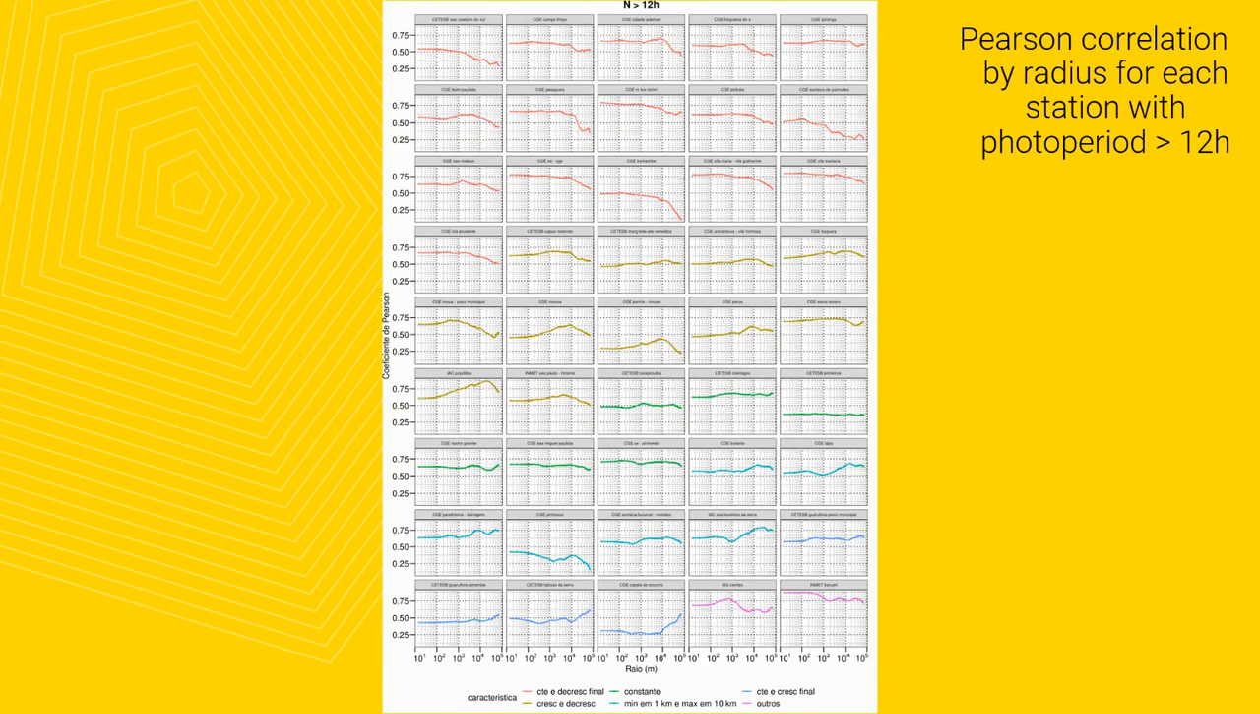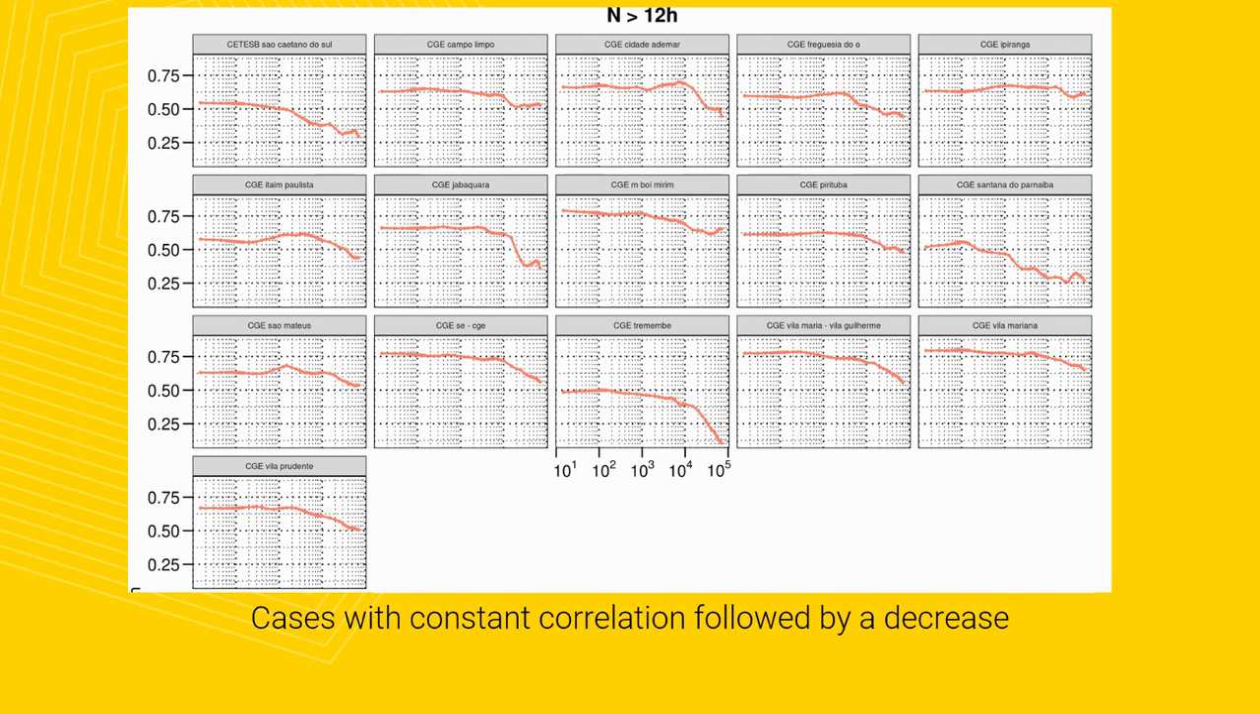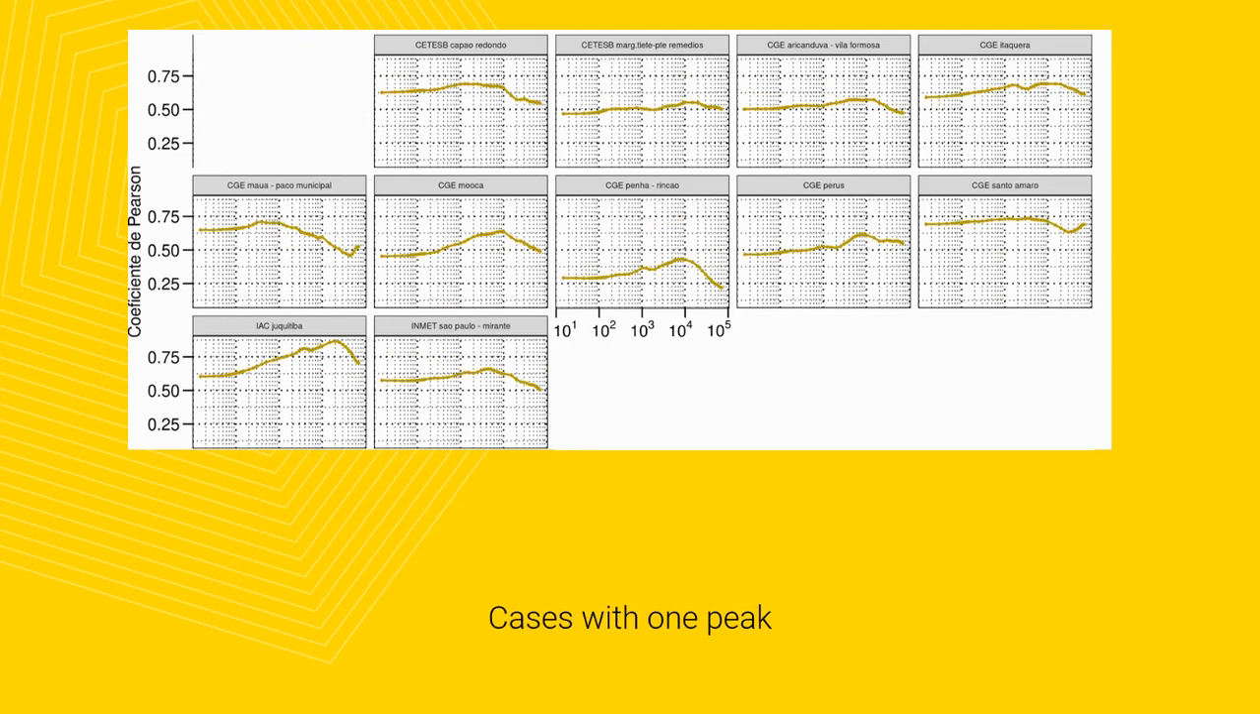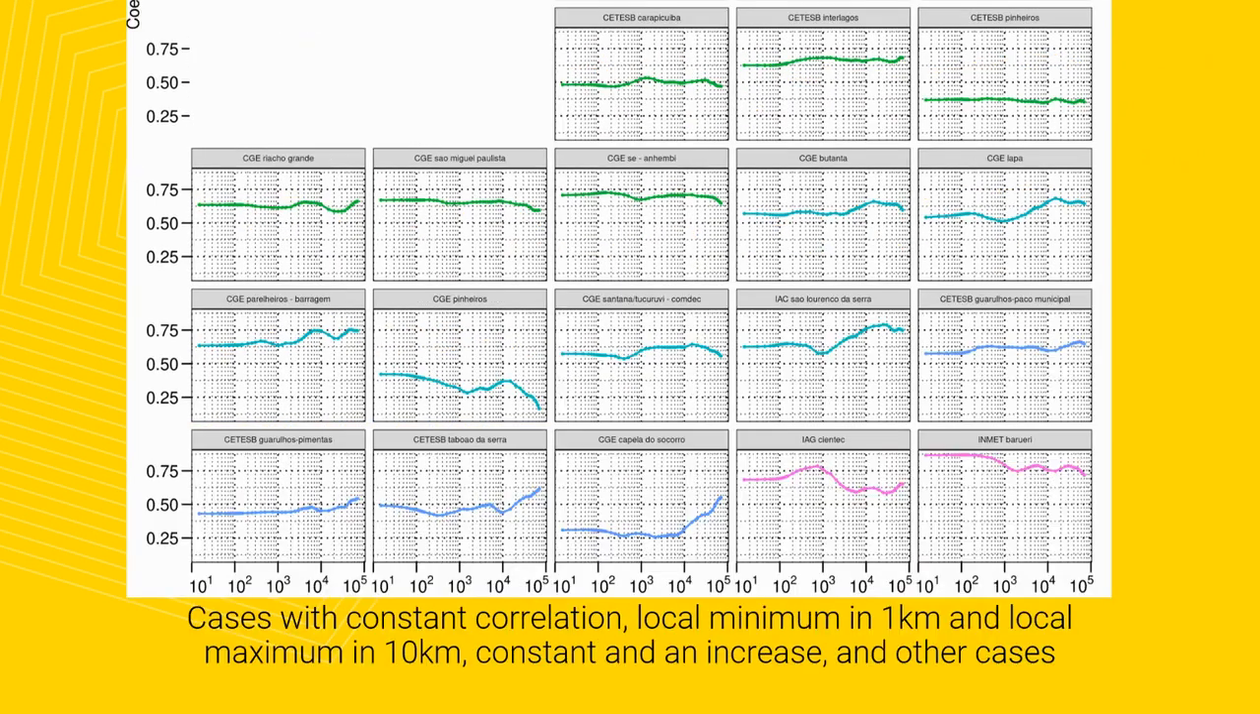And now for a photoperiod greater than 12 hours, here are cases with a constant correlation followed by a decrease, cases with one peak in the correlation, and cases with constant correlation again, cases with a local minimum at 1 kilometer, like here, and a maximum at 10 kilometers, and a constant, constant and an increased correlation in large radii, and other cases again where they couldn't match with the other groups.